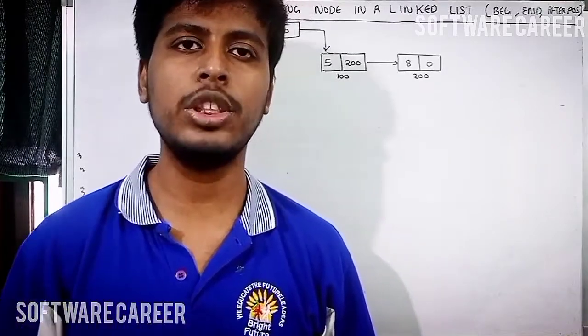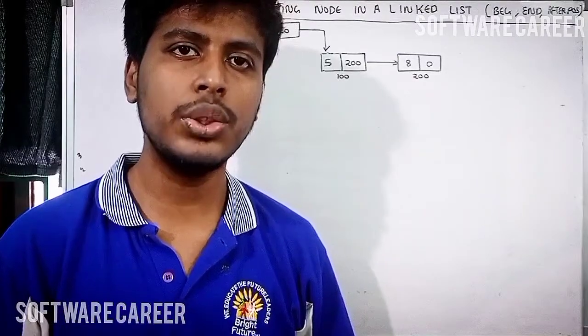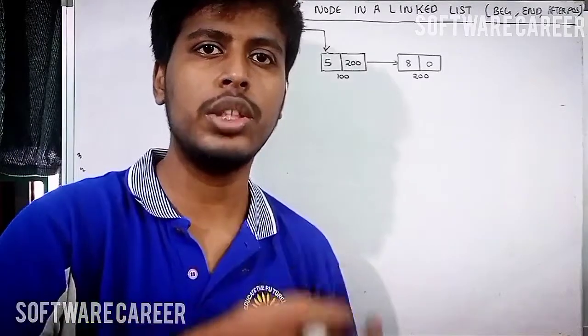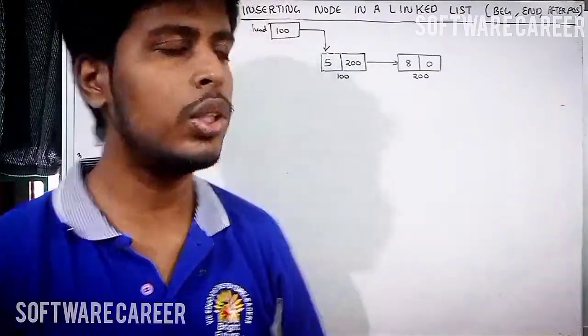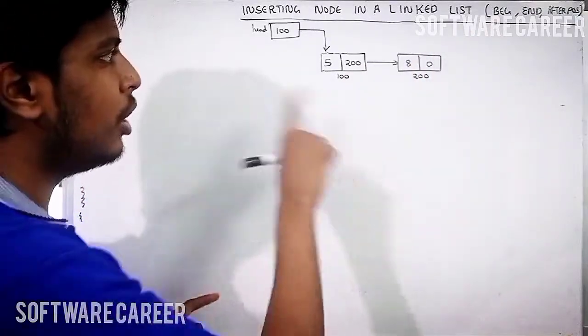Now, after a given position means what? The computer asks the user at what position you want to insert. If the user says position is 2, it means the new node gets inserted after position 2, that is, at position 3 it will insert. So let's see one by one how to insert. First let's see how to insert a new node at the beginning of a linked list.